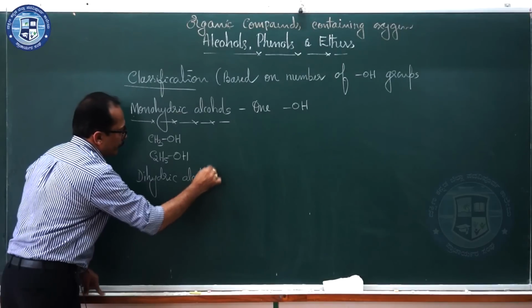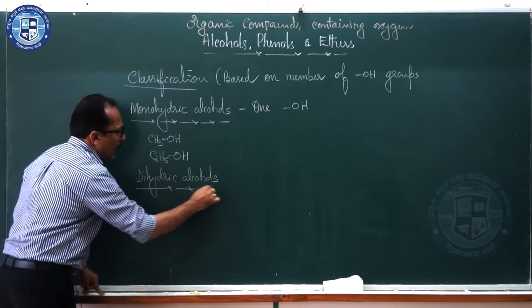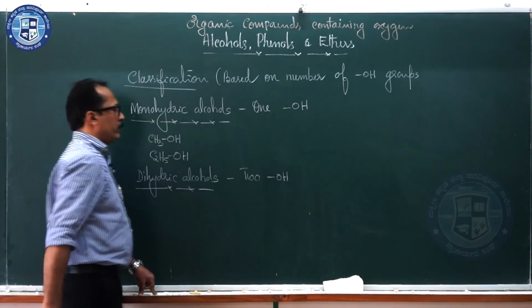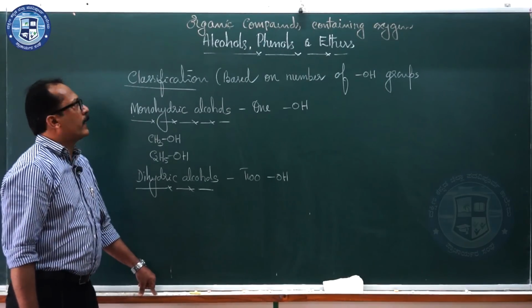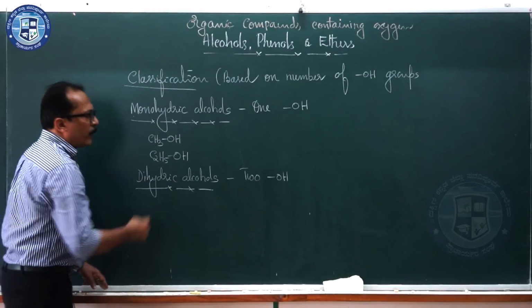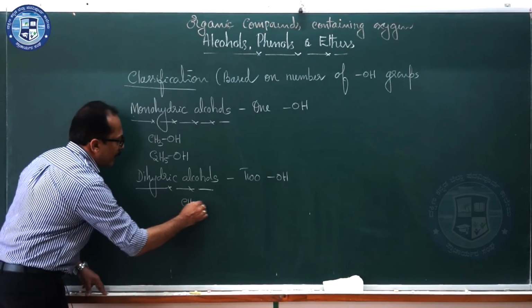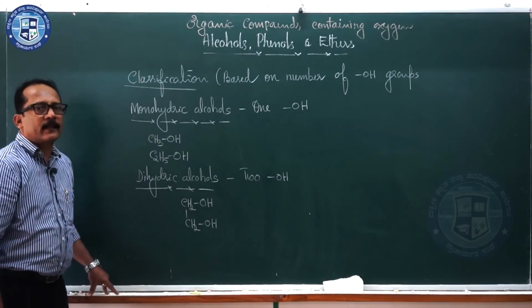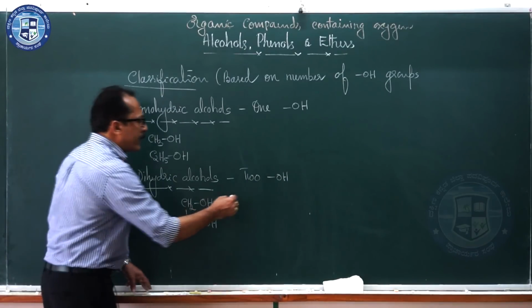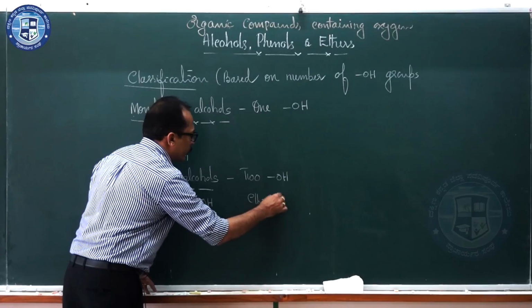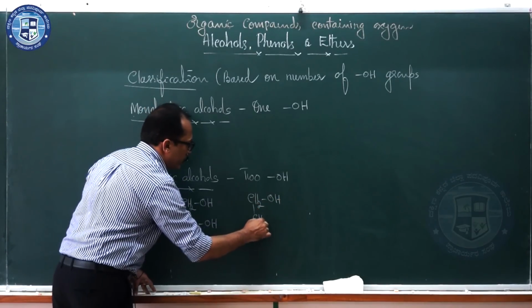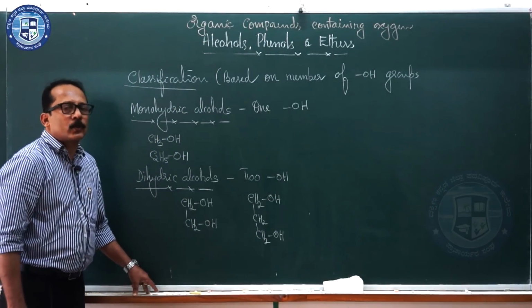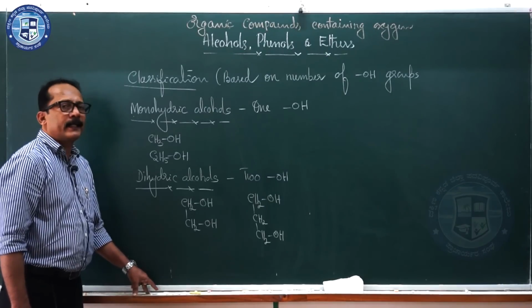Now, the second one is dihydric alcohols. These are the alcohols which contain two OH groups in their molecule. Such alcohols are called dihydric alcohols. Example: ethylene glycol, CH2OH-CH2OH. We can take one more example with 3 carbon atoms: CH2OH-CH2-CH2OH. This compound also contains 2 OH groups, therefore it is an example of a dihydric alcohol.